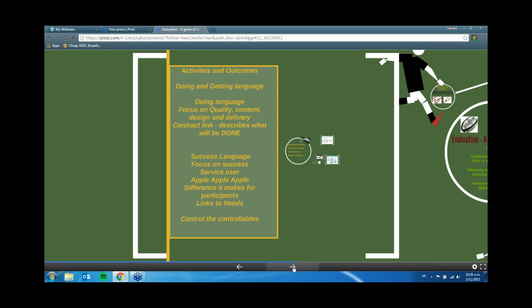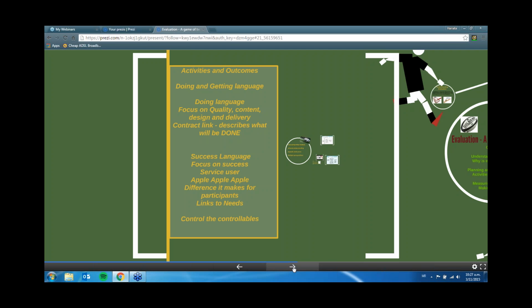So again, you want to have a look at your contract. You want to ask the manager. You want to check your service specifications so you can understand what this contract set out to do, and from that you'll get some language that will help you describe what will be done. So again, we're consistently focusing on doing and getting, and when you're working on your activities, you're working on the do language, the do side of things.